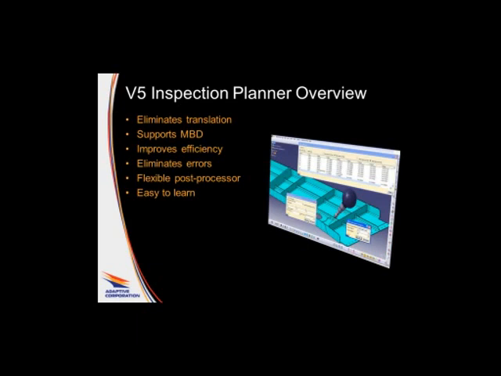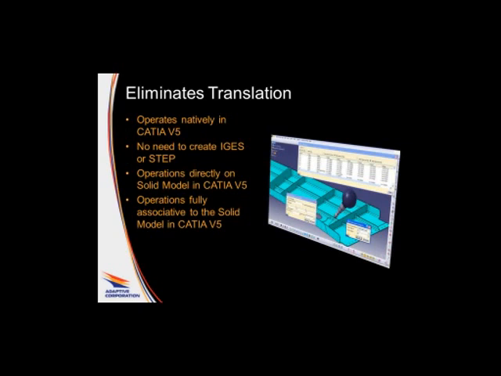This product that we're about to see is a kind of a predecessor to a V4 product that some of you might have heard of called CAT CMM. The main thing about this is that it works native in V5 CATIA. So everything is working from the solid model, engineering model supplied to you by your customers. So the first slide, the V5 Planner overview, like we kind of said, eliminates translation, supports MBD, improves efficiency, eliminates error, flexible post-process, are easy to learn. And we'll kind of talk about that as we go along. Next slide, Frank.